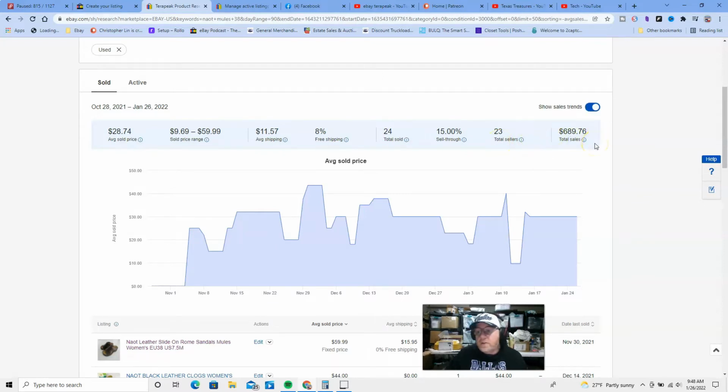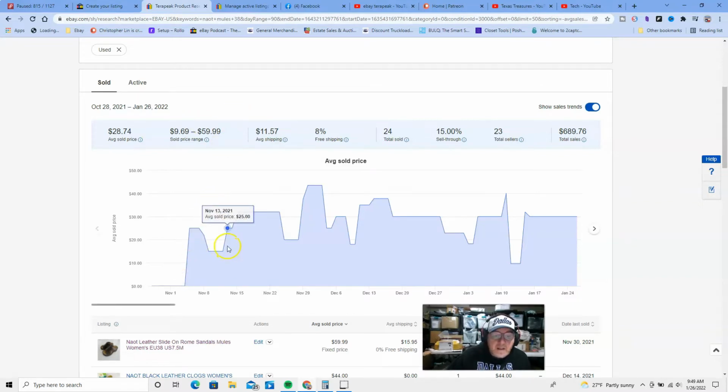Now, down below, this is probably one of the more important numbers to look at. If you were in a hurry, you could just quickly look at this and say, hey, if I want to sell mine at the average price, it's around $29, and you don't have to go into that any further. But I want to dig a little deeper.